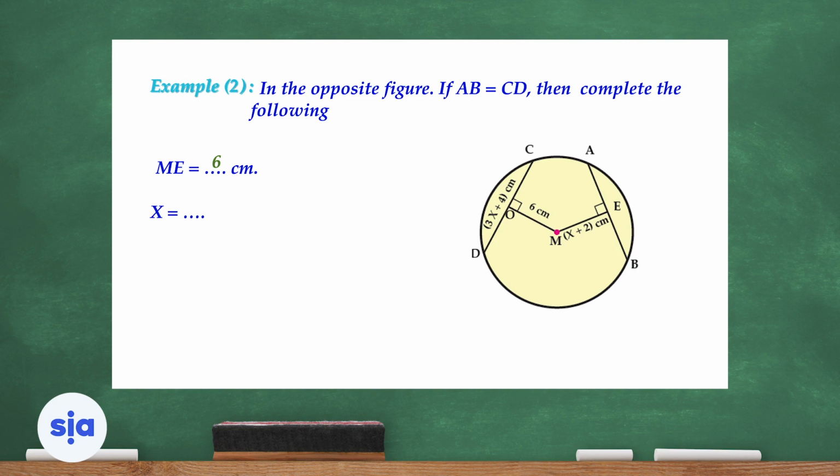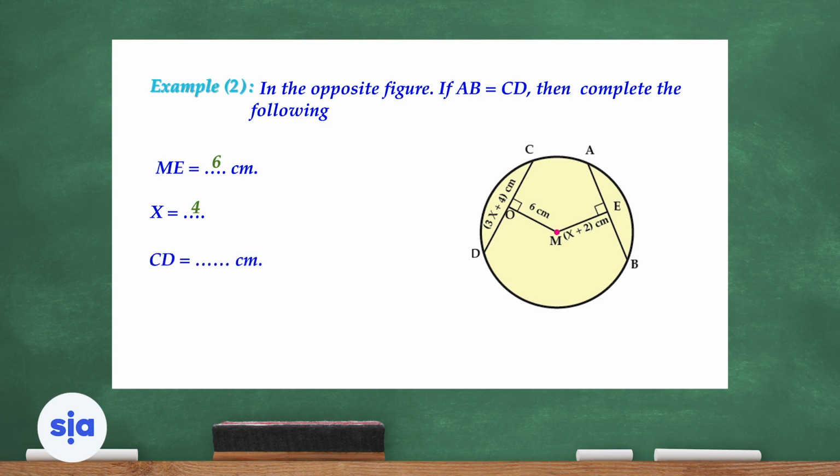The second question, find the value of X. ME, you just said that's 6 centimeters long. And ME on the figure is X plus 2. So how can we get the value of X? X plus 2 equals 6. Then automatically X equals 4.